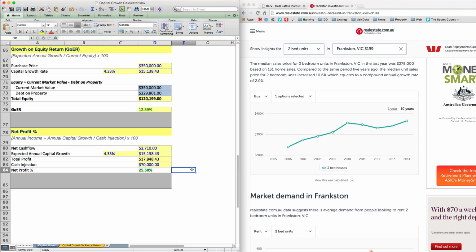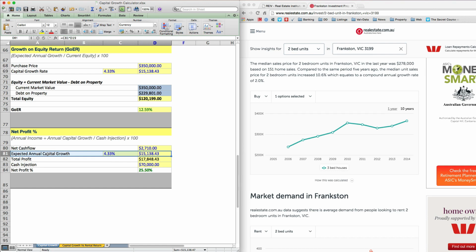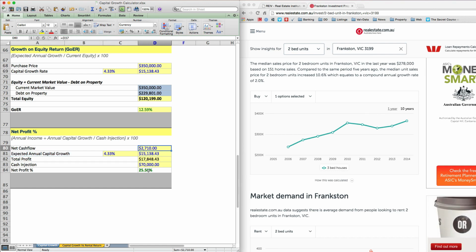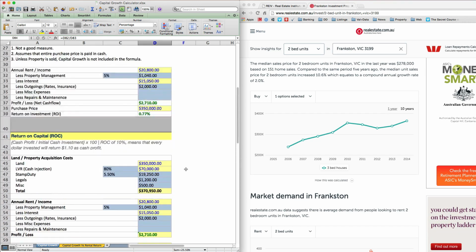Now this is what you've got to look at and say, okay, I'm outlaying only $70,000, and my total, including your capital growth that you will enjoy and the net cash flow, you've made 25.5% on your money for that year. So this is the whole calculation for capital growth.